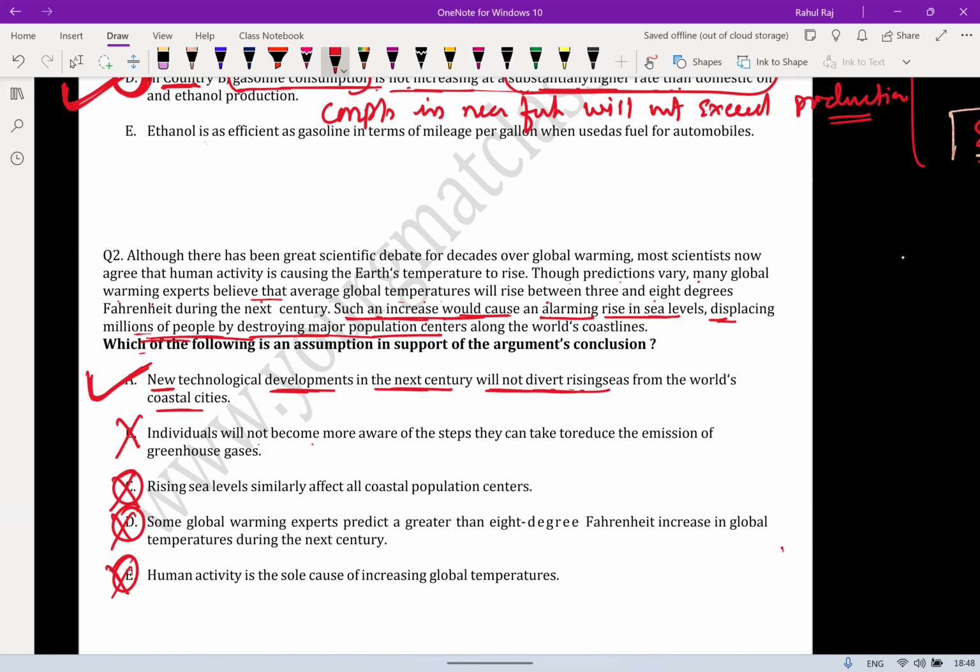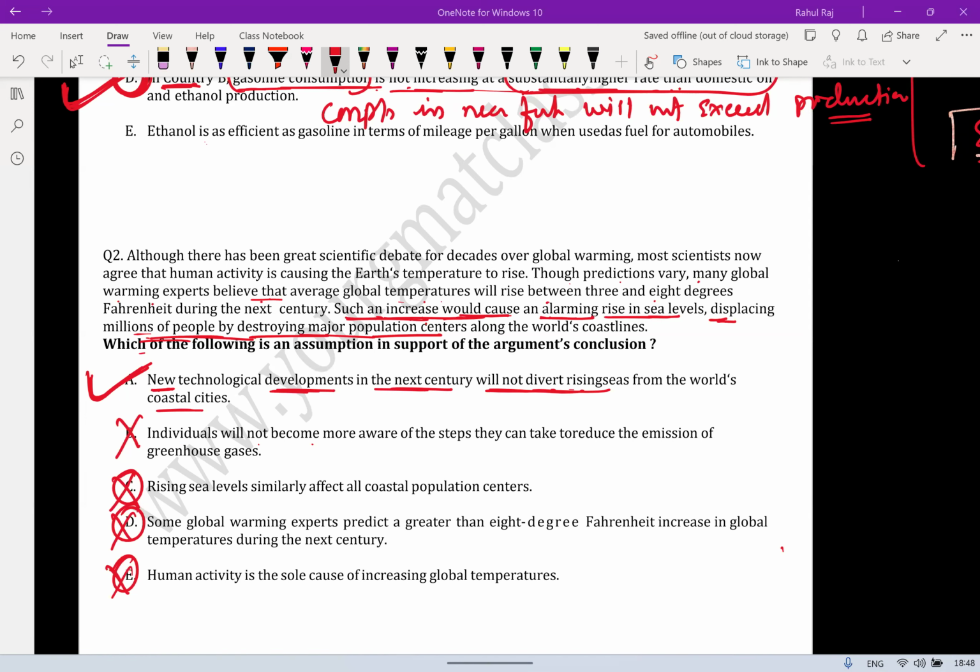Am I making sense? Yes or no? Is this clear, Abhishek? Jagan, Saket, any problem? Sanjana, any problem? It is clear. Perfect.